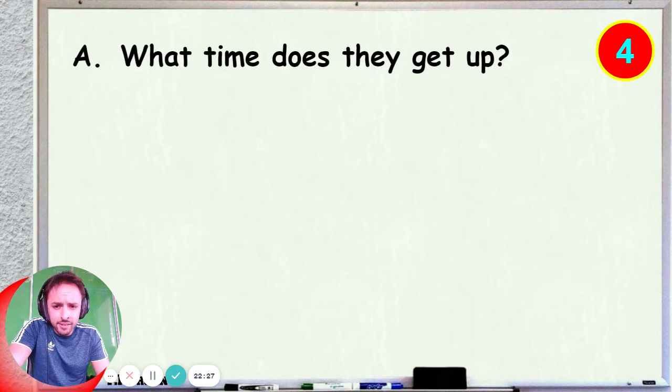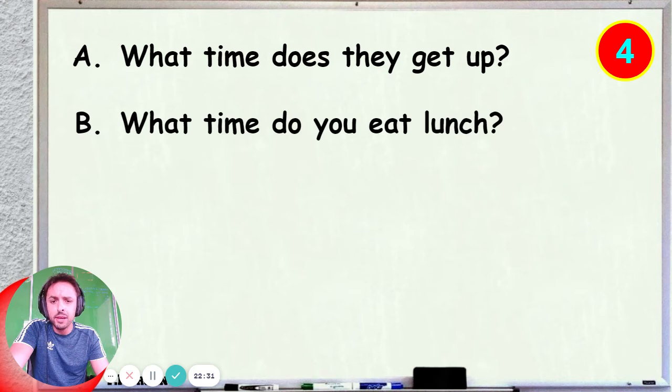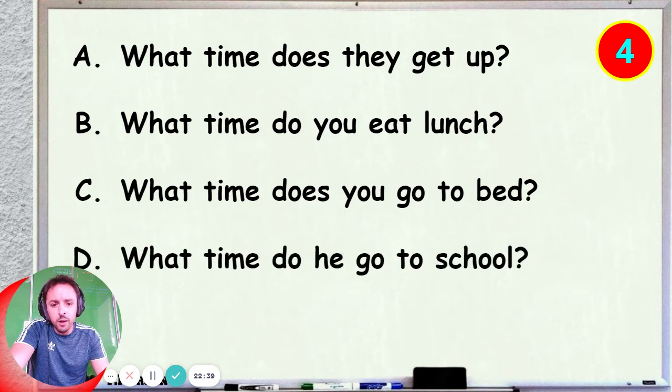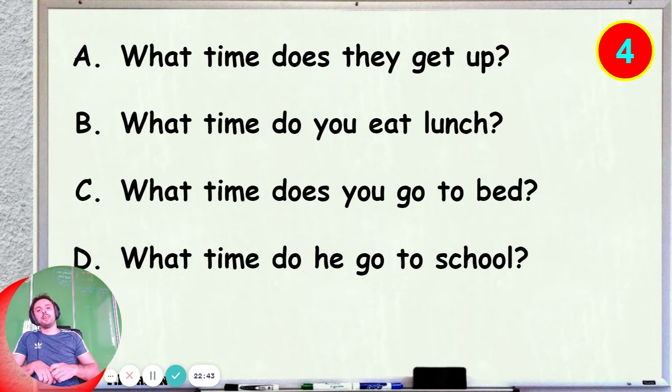Is it A? What time does they get up? What time do you eat lunch? What time does you go to bed? Or what time do he go to school? Okay, there's 1 sentence that is good, 3 that are bad. Can you copy the good one, please?